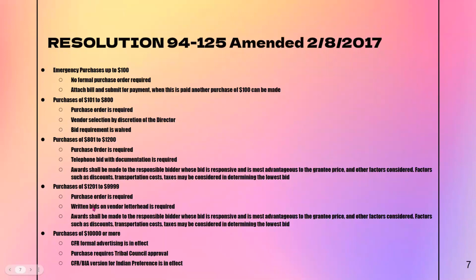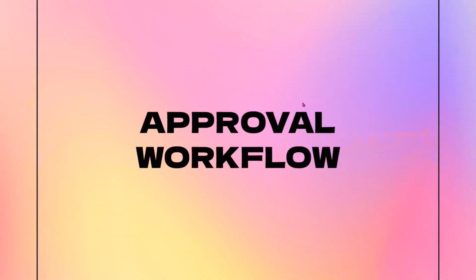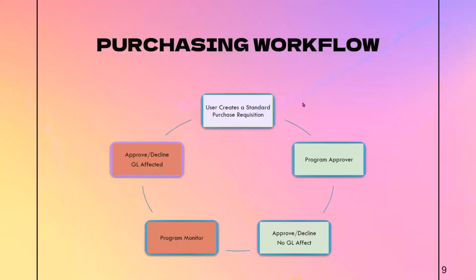Then of course at $10,000 or more documentation gets added, since now we have to get council approval. So we're going to have a resolution and proof that we've put these things out for bids. All right, so let's look at what the approval workflow is.